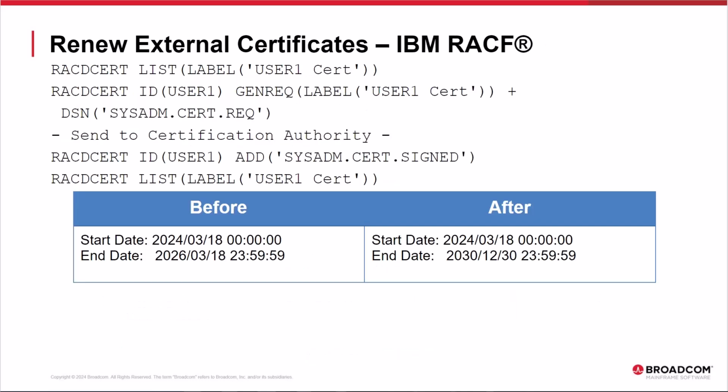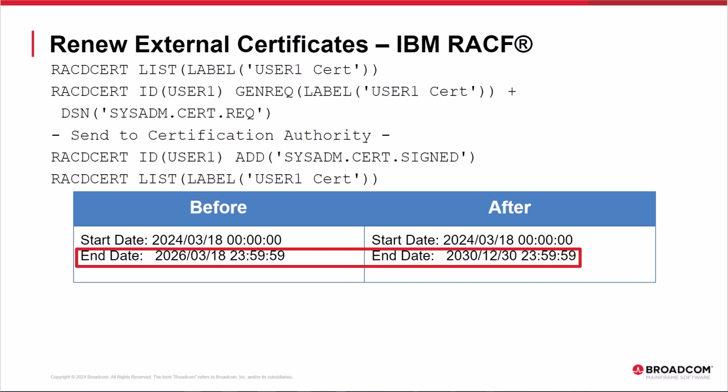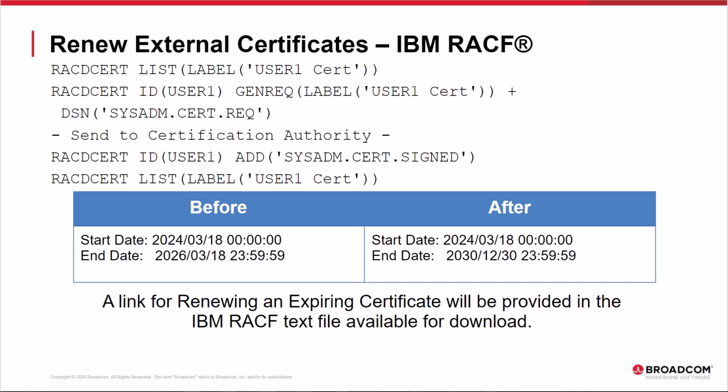For IBM RACF, here are the commands to renew an expiring certificate signed by an external CA, while maintaining the same private key for the certificate being renewed. The output from the RACF cert list command will show you that the expiration date, labeled as end date, has changed. A link for renewing an expiring certificate will be provided in the IBM RACF text file available for download.